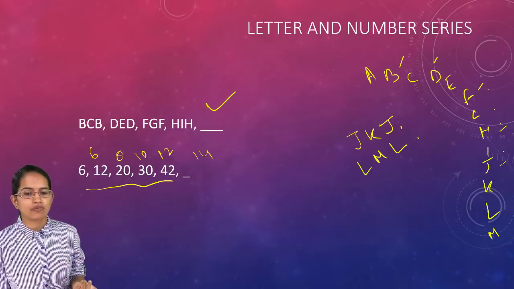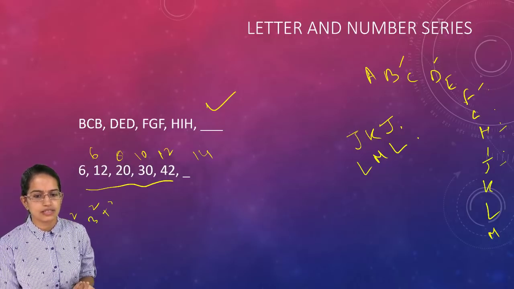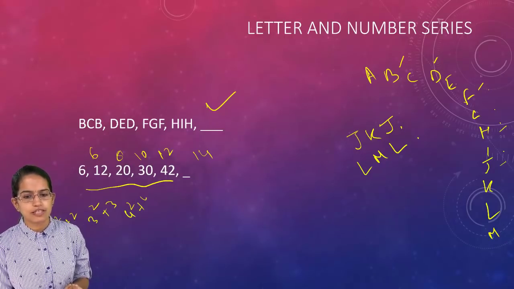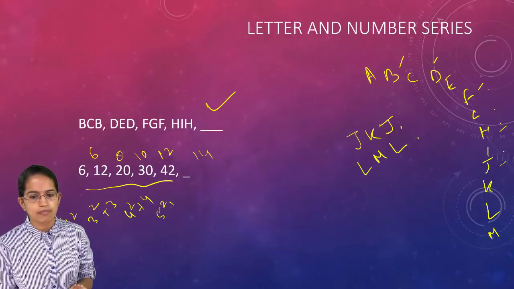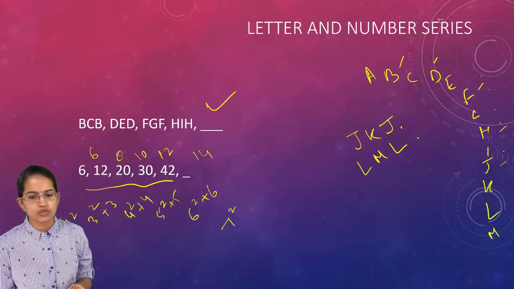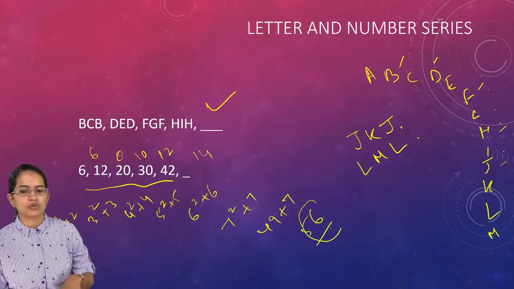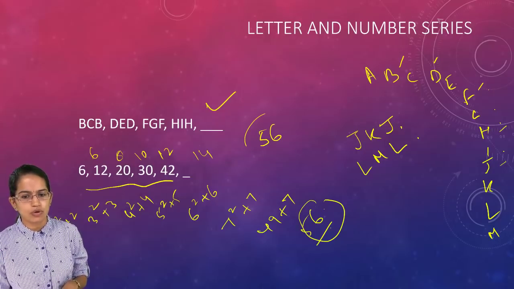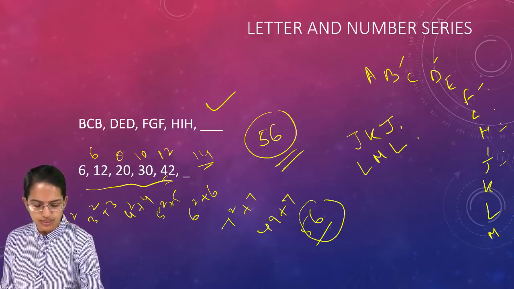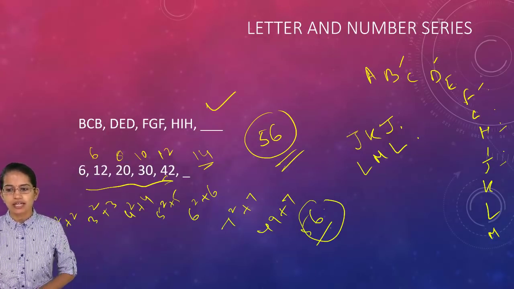But the logic what we used was 2 square plus 2, 3 square plus 3, 4 square plus 4, 5 square plus 5, 6 square plus 6. So 7 square plus 7, that's 49 plus 7, that is 56. Again, this comes to be true here, but this 56 would also be true if you add 14 to 42. So you would again have 56. So that's another way of solving it.